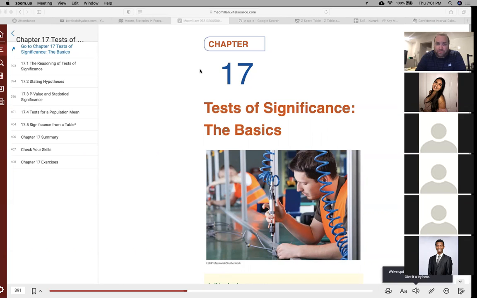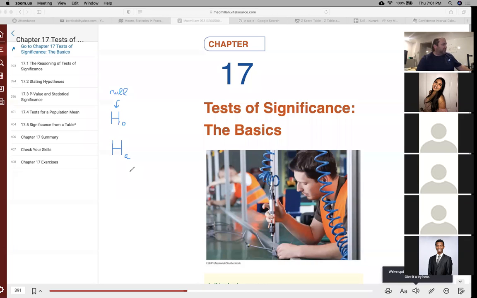So the first answer is you can't. You can never figure out which one's correct, because the only way to test hypotheses is by taking samples. And samples, by their very nature, don't give us all of the data possible. But what we have is the following. We have what's called the null hypothesis, and then we have what we're going to call the alternative hypothesis.